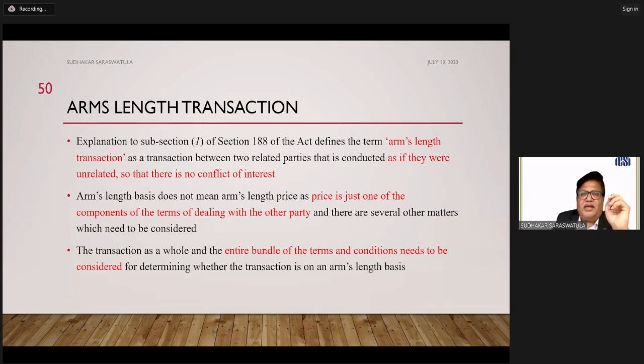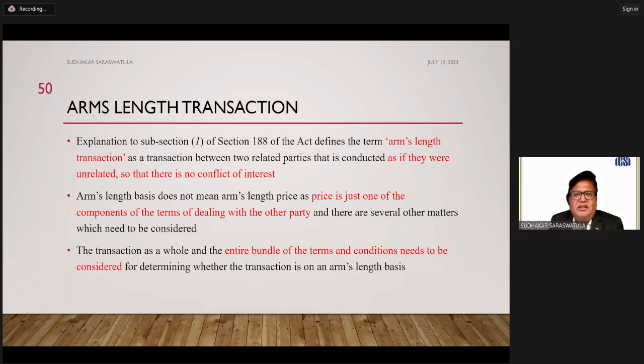At the same point of time, Mr. A can deliver the goods I have ordered, maybe within 2 months, whereas Mr. B has to supply to me within a week. Is it okay? So like this, there is a bundle of terms and conditions whenever you are entering into a commercial transaction. Pricing is one part. Delivery terms, quality of material, discounts, pricing, so many other things are there.